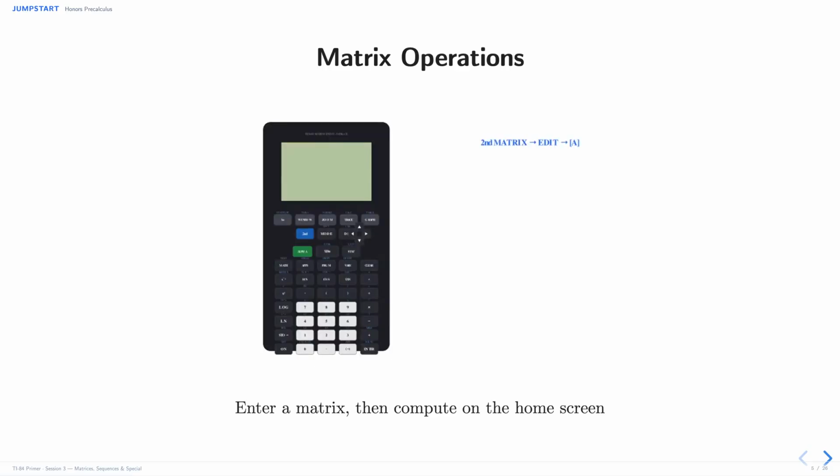Let's discuss matrix operations. After entering your matrix, press the second key and then the matrix key to access the Names tab. You can perform operations like multiplication by entering A times B on the home screen. Remember, you can also edit the matrix and return to the home screen to perform these operations. It's important to ensure that the matrices you are multiplying have compatible dimensions.